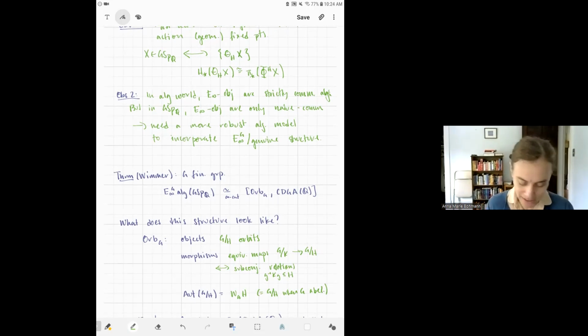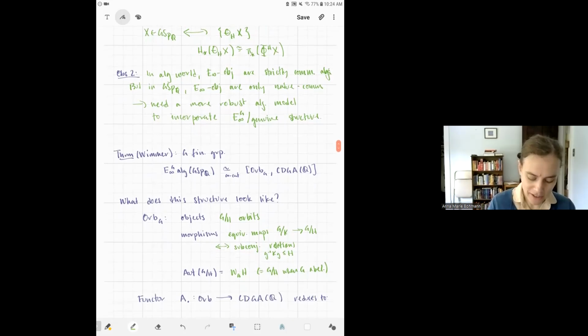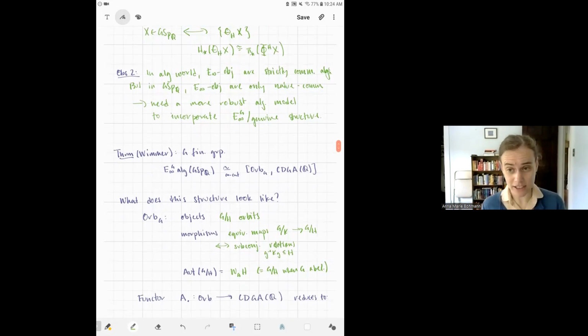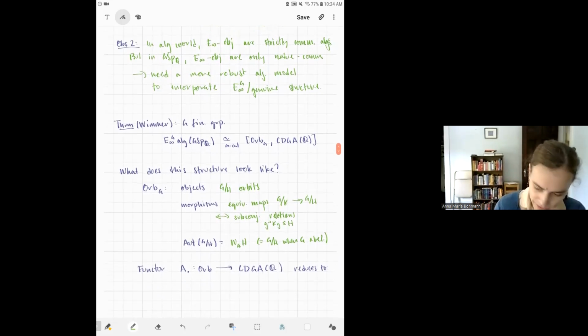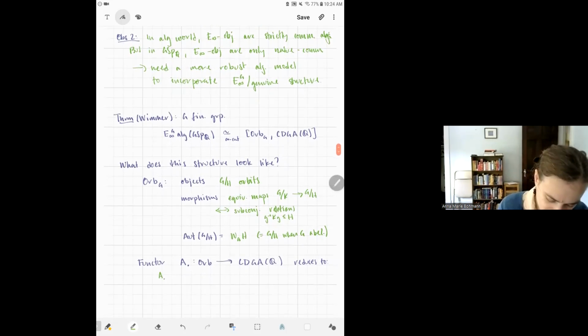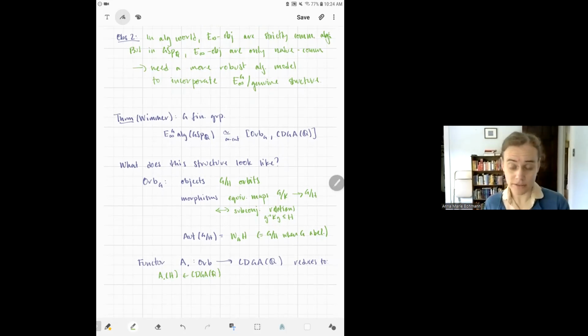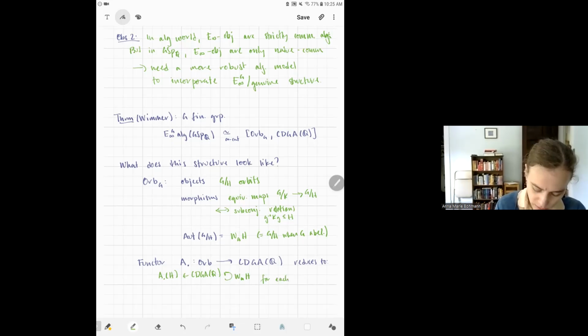And so this gives us a little bit of a sense of what this source category, the orbit category, looks like. That allows us to understand what a functor out of this into CDGAs looks like. So this reduces to the following data. For every subgroup corresponding to that orbit, I have a CDGA, which I'll call A of H. This is a rational CDGA. And corresponding to the automorphisms of that orbit, I have a Weyl group action. I have one of these for each orbit G mod H.